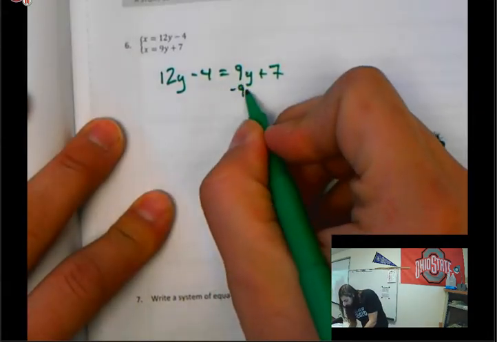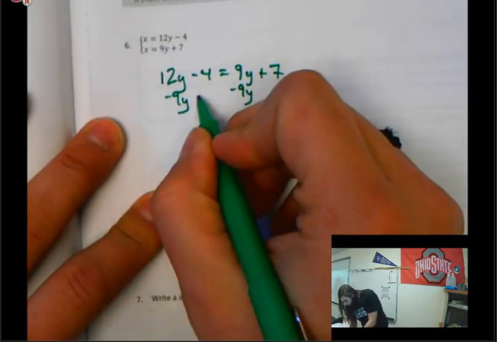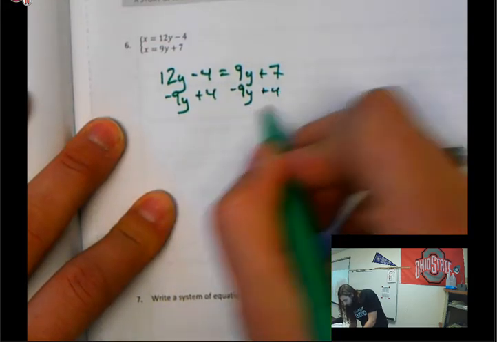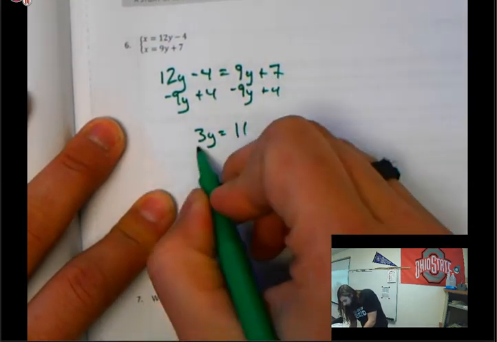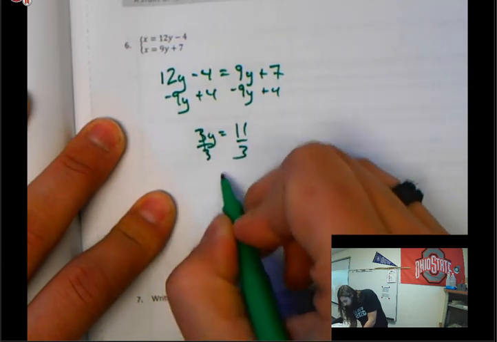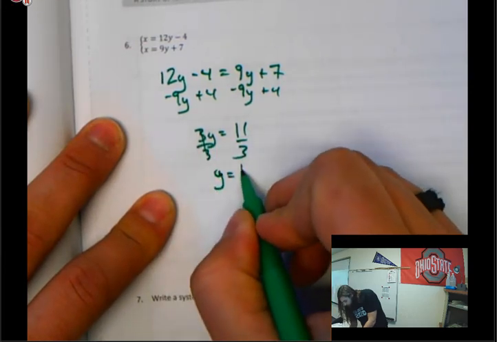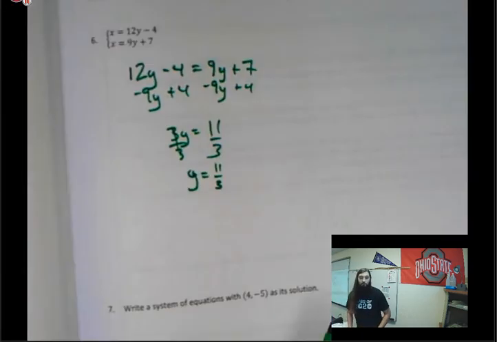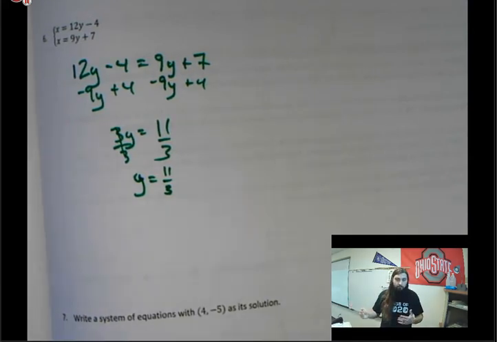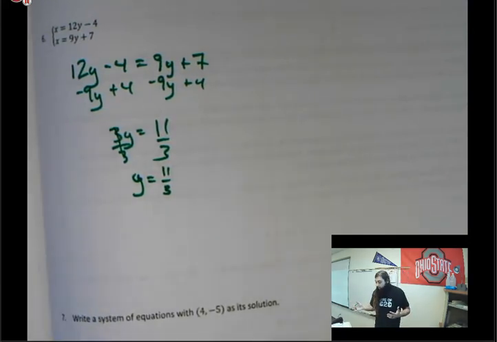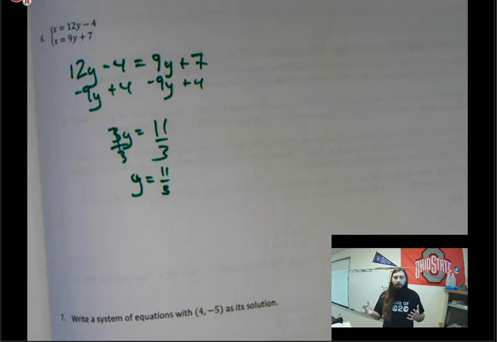From here, we're going to solve for y. We're going to subtract 9y from both sides. We're going to add 4 to both sides. And so we're going to get 3y being equal to 11. Divide both sides by 3. And so y equals 11/3. Just kind of hit fast forward on you, but we're just solving an equation. We've done this many times. We've done this successfully a lot.